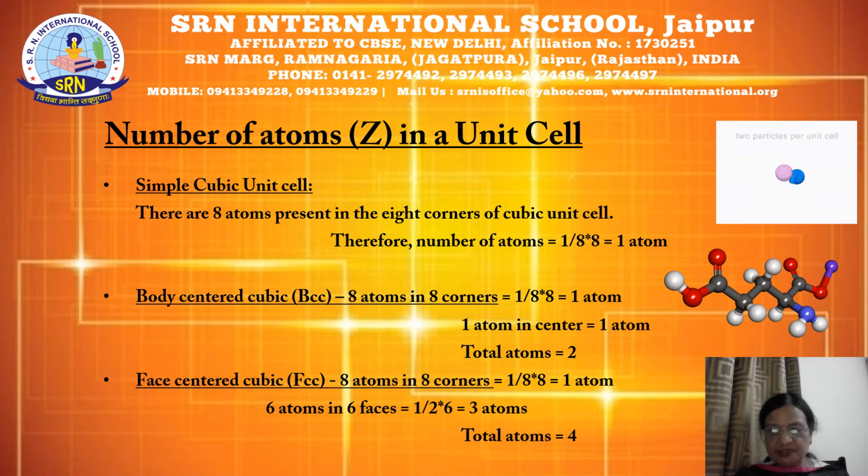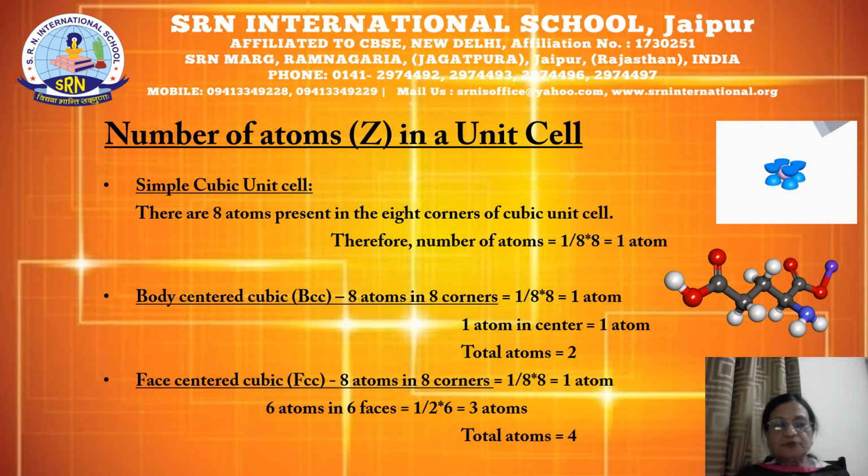In the BCC, that is body-centered cubic unit cell, the 8 atoms present in the 8 corners will contribute 1 atom, that is 1/8 of the 8 atoms. And 1 atom is already present in the body center, so this comes out to be 2. So the total number of atoms that BCC has is 2.